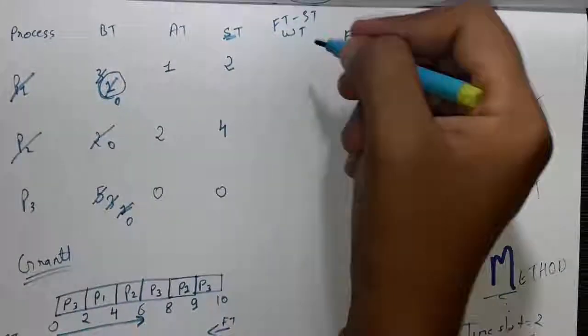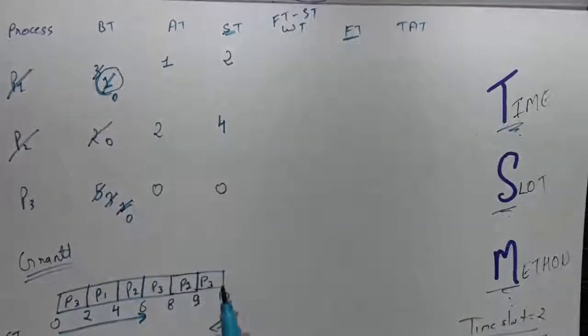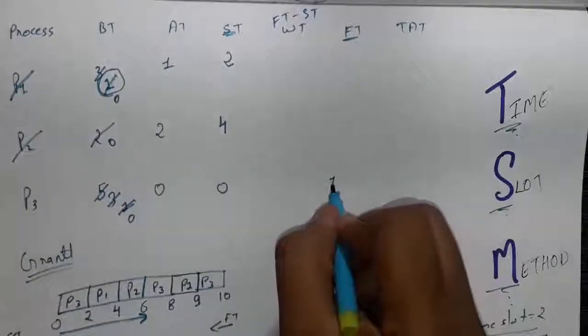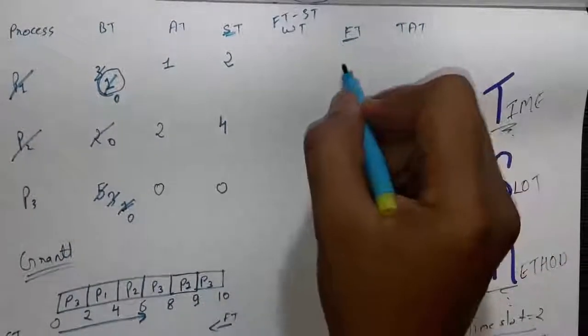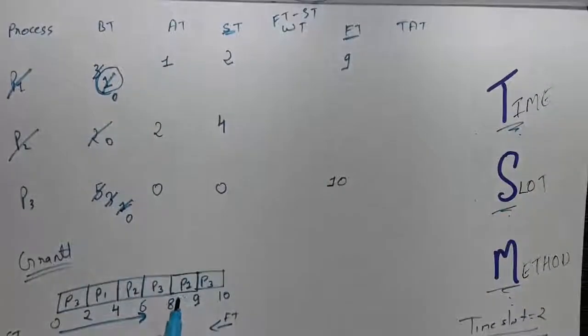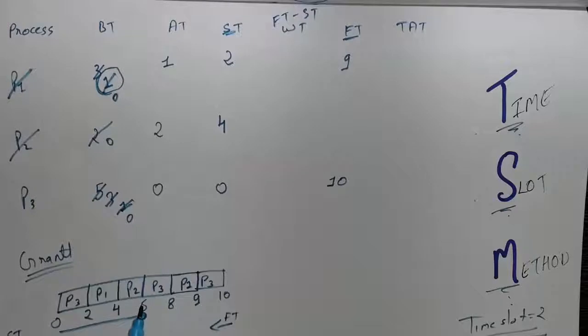For the waiting time, we have to first find the finish time. From the right side, P3 finished on 10, so write 10. Then you can see P1 finished on 9, so write 9. And then we have to find P2. Here is P2 and it finished on 6.